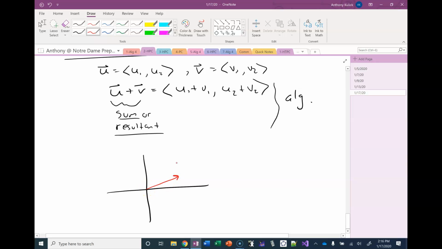if say this is my vector u, and this is my vector v, if I were to want to deal with this geometrically, what I would do is I would take my vector u and then pretend I had a brand new imaginary xy axis at the terminal point of u, and then I would draw my vector v. And then if I attach the origin back to vector v, that's vector u plus vector v.